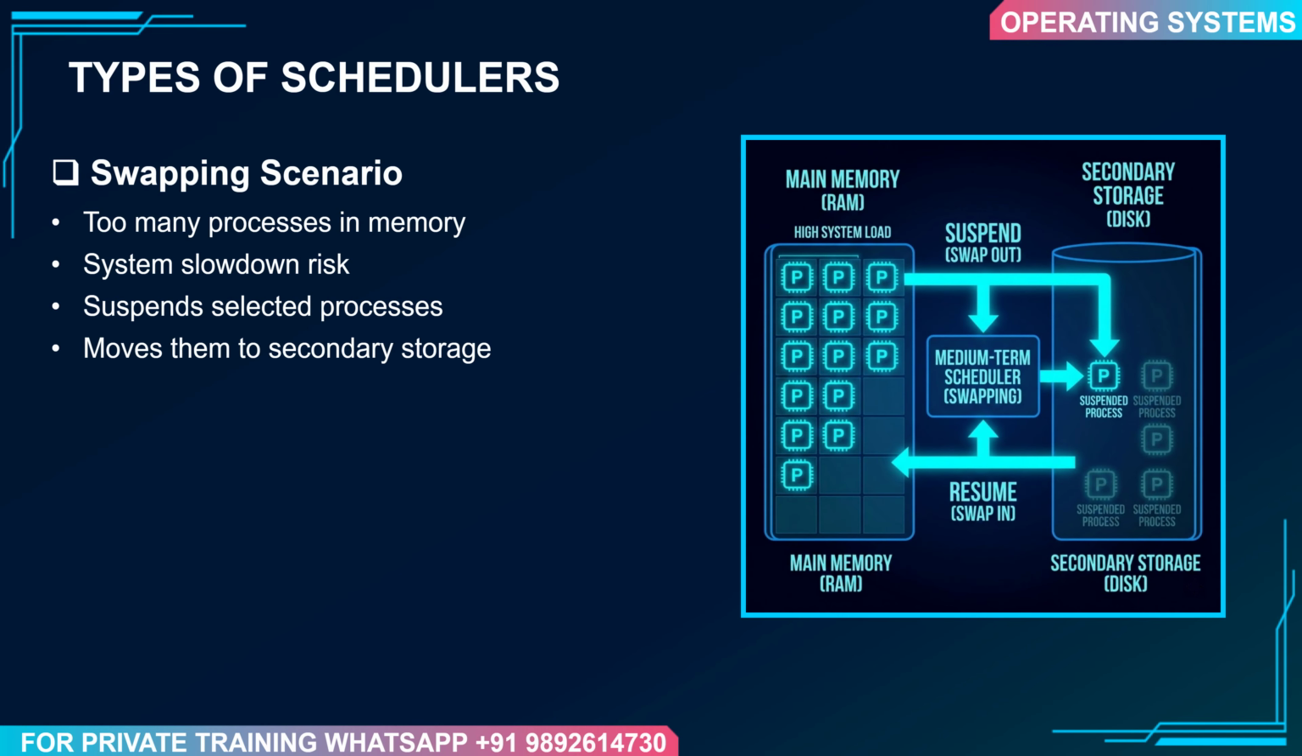Imagine a situation where too many processes are in memory and the system starts slowing down. Instead of completely rejecting new processes, the operating system may decide to suspend some existing ones. The medium term scheduler chooses which processes to suspend. These suspended processes are moved out of main memory to secondary storage, such as disk. Later, when the system load reduces, they can be brought back into memory and resumed.